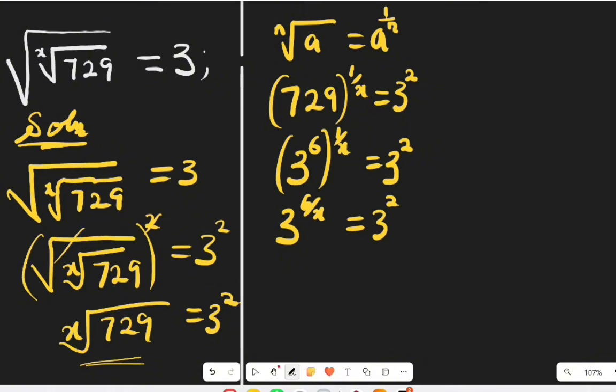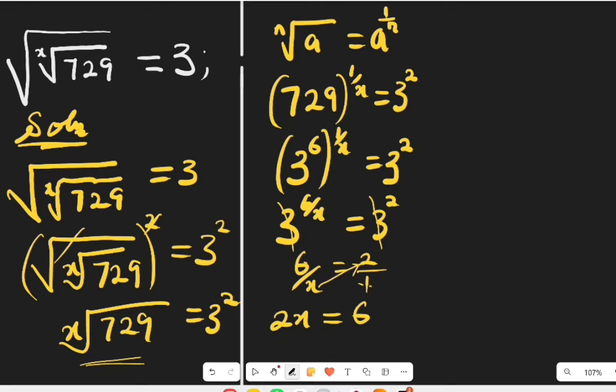We compare the base and the power. When we compare the base and the power, the base will cancel base, left with 6 all over x equal to 2 all over 1. Next step, we cross multiply. When we cross multiply, meaning 2x with times 2, which will give us 2x equal to 6 with times 1, which will give us 6.